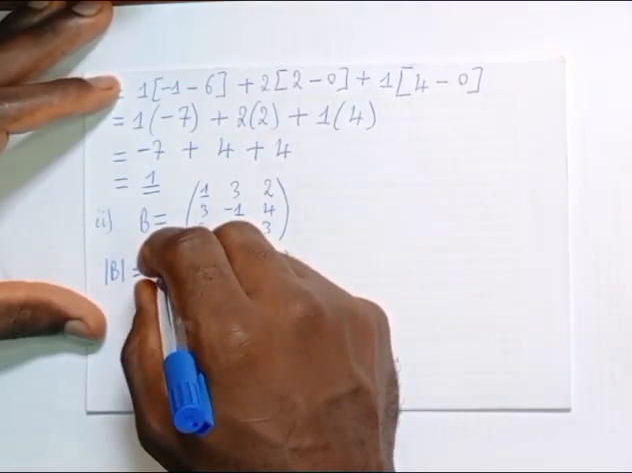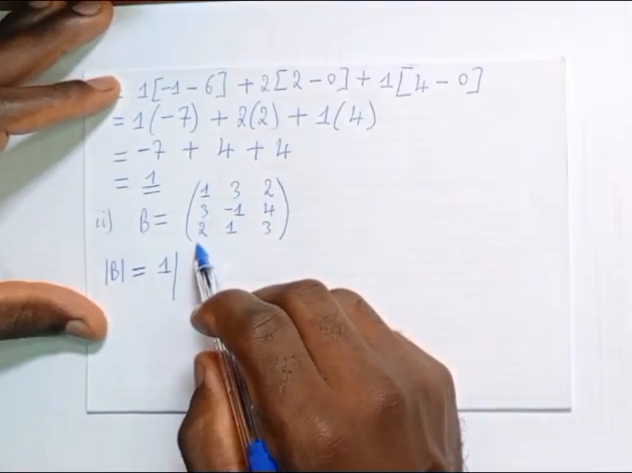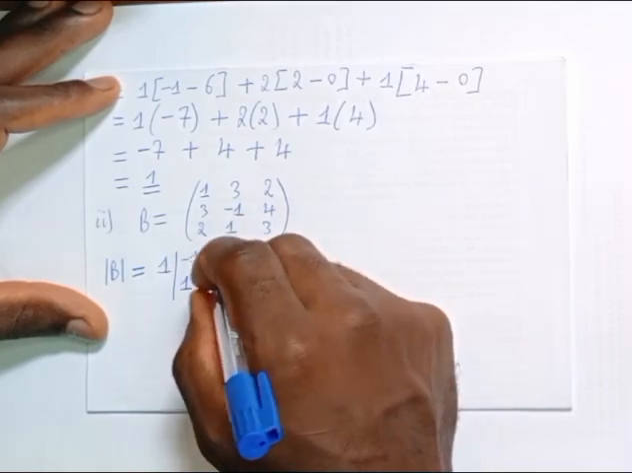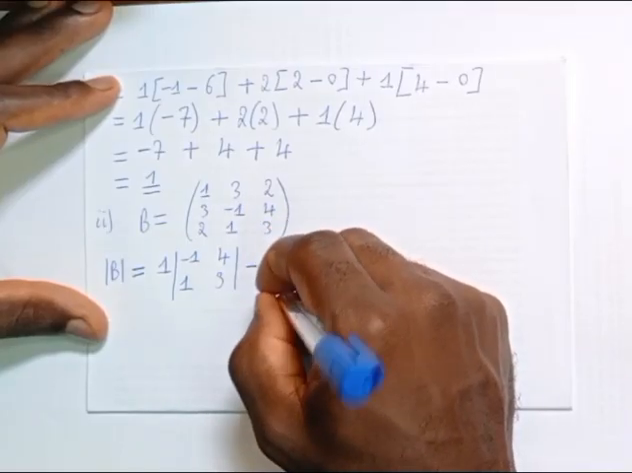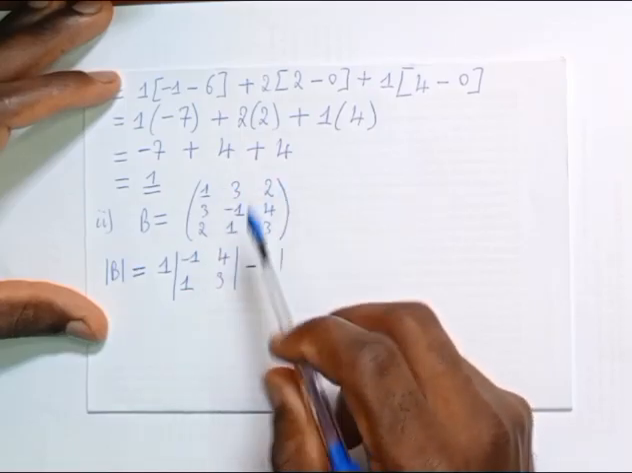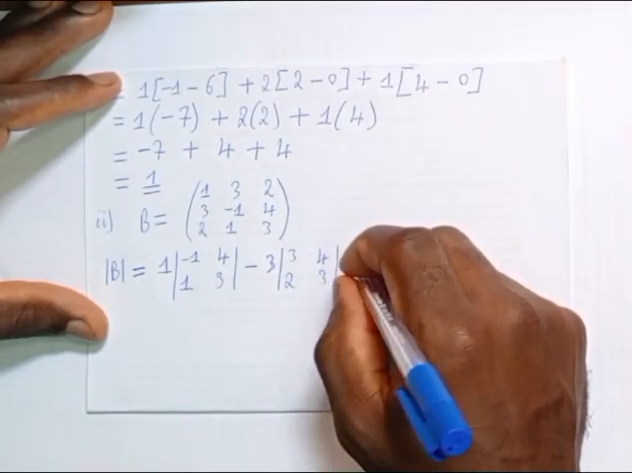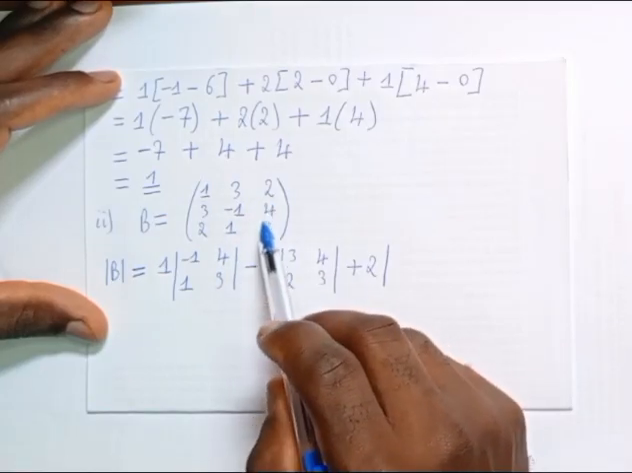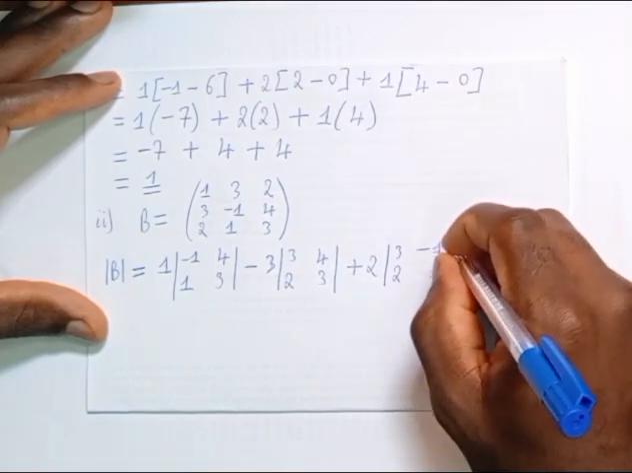This will give us, we need a cofactor of 1. It is simply 1 times the determinant of the 2 by 2 matrix, which is formed by suppressing this column and this row, -1, 4, 1, 3, minus 3 times the determinant of the 2 by 2 matrix, which is formed by suppressing this column and this row, 3, 4, 2, 3, plus 2 times the determinant of the 2 by 2 matrix, which is formed by suppressing this column and this row, 3, negative 1, 2, 1.